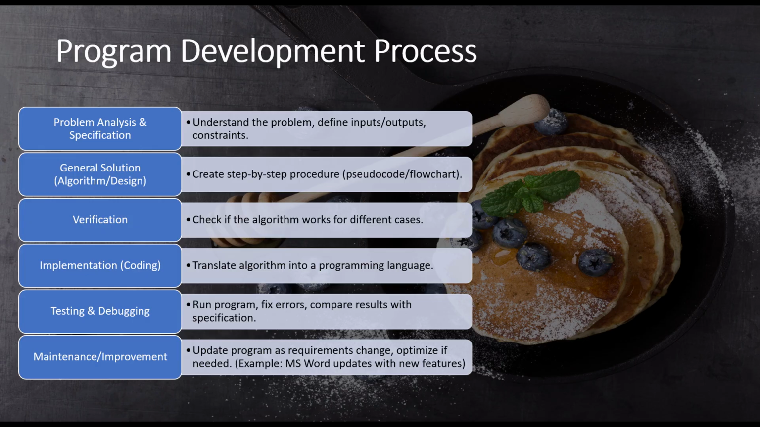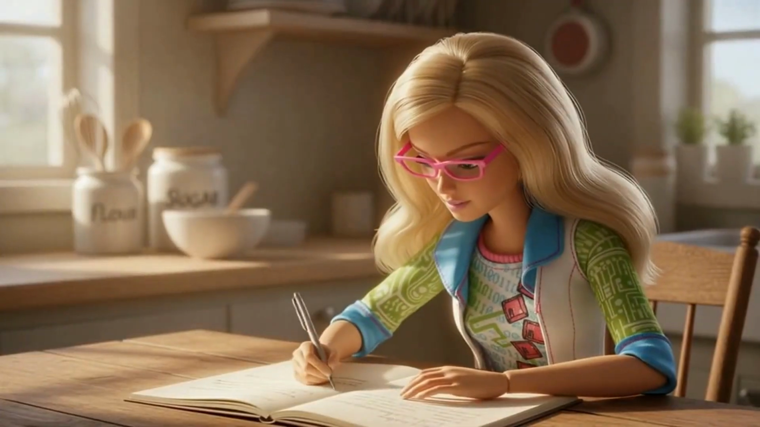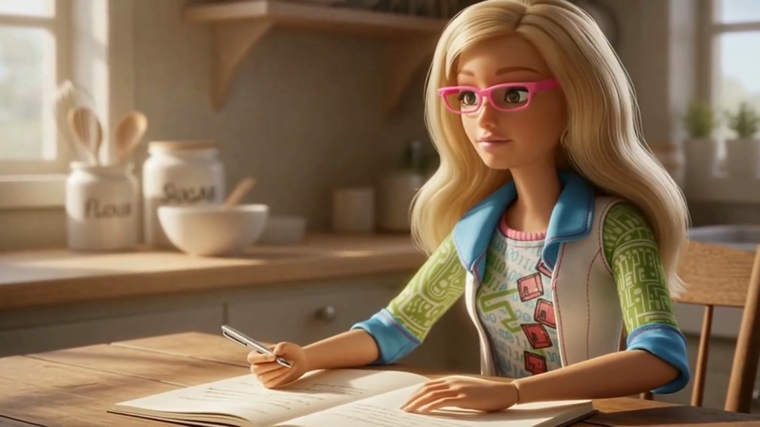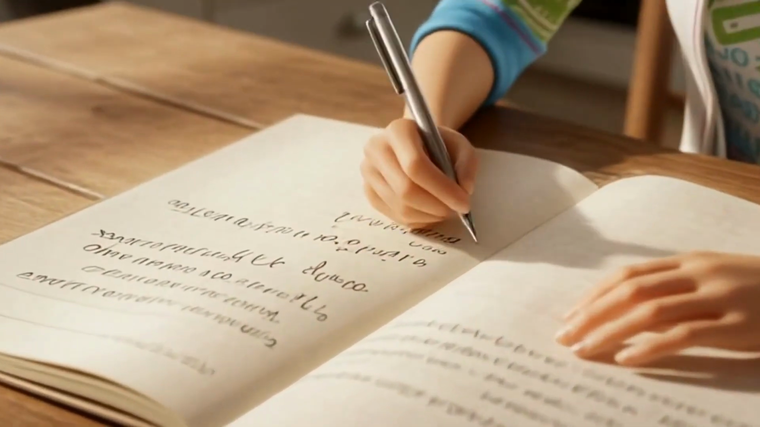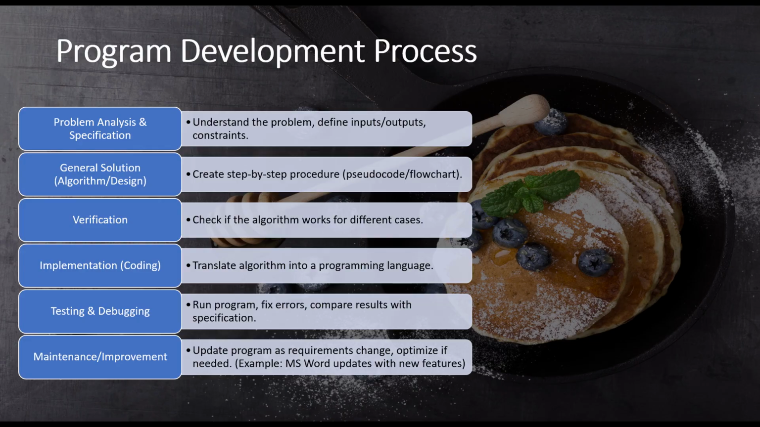In the next step, you will focus on finding a general solution for the problem. So this step is the same as finding the algorithm for the problem that you are solving. So we will create a step-by-step procedure or the recipe for making the pancakes. Okay, so we will write down that first we will have to mix the flour, the milk, and the eggs, and then heat a pan, and then we will have to pour the batter, all these things. This is your algorithm, written as pseudocode or a flowchart.